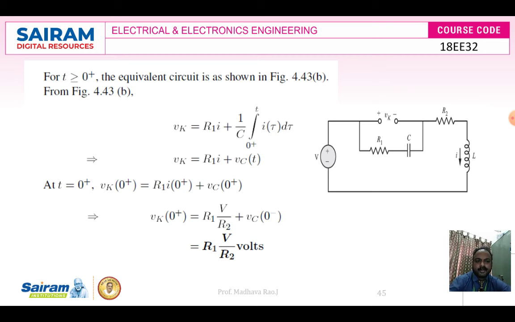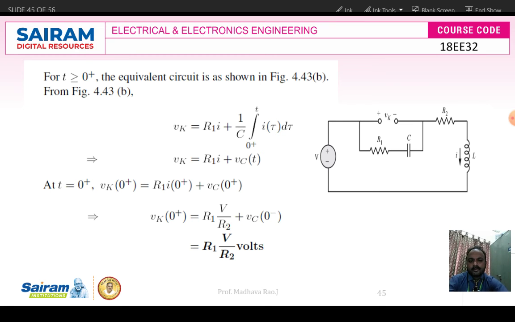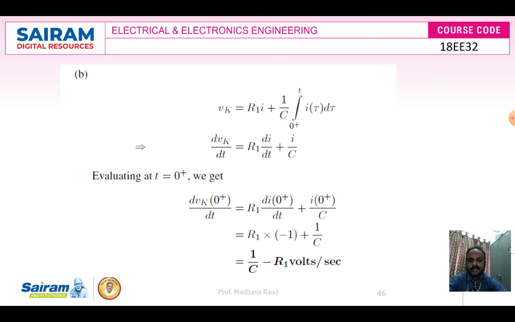How can we find the value of i? It is V by R2. So here Vc of 0 plus is equal to R into V divided by R2 volts. So this is the Vc, right?